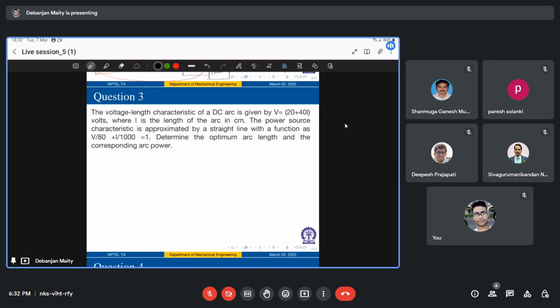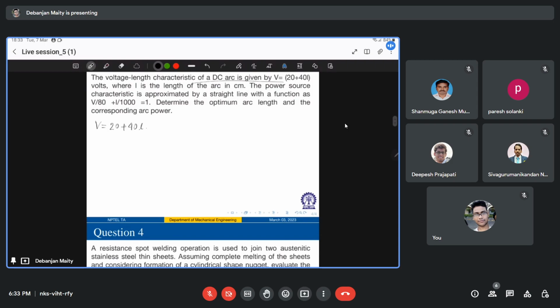So it says that you have some voltage-length characteristics of a DC arc, which is given as V equal to 20 plus 40L, where L is the length of the arc in centimeter, and then the power source characteristics is approximated by a straight line. So you have this voltage-current characteristic, which is given as V by 80 plus I by 1000 is equal to 1, and we need to determine the optimum arc length and the corresponding arc power.